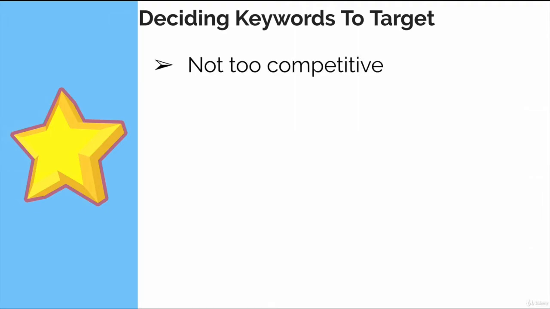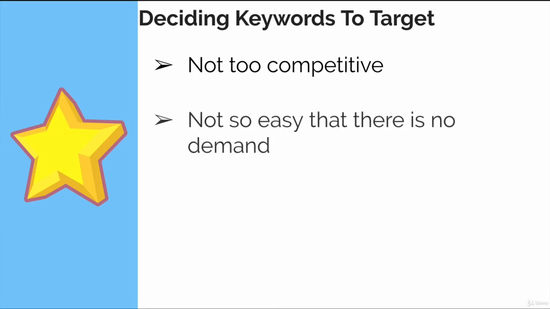The keyword should be somewhere in the middle. It shouldn't be too competitive, because if you get into a too competitive niche, like logo design, that's quite competitive. It's hard to stand out. So it shouldn't be that competitive, but it should also not be so uncompetitive that there is no demand. You've got to find niches that have that balance. It's not too competitive, but there is still some demand.